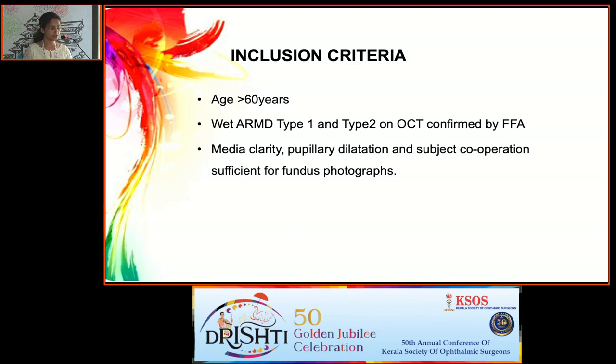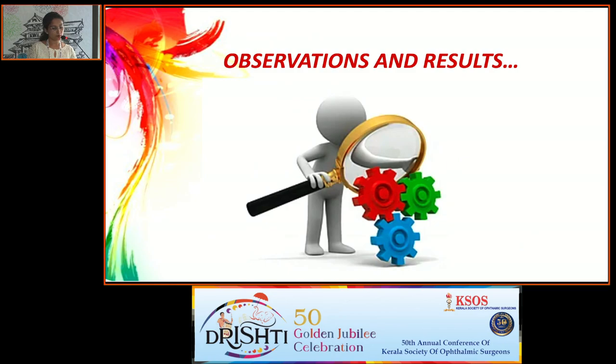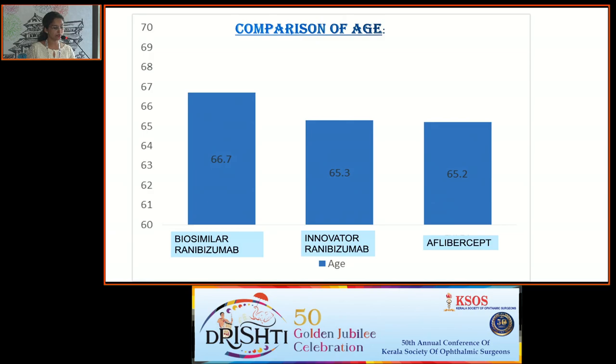The initial parameters we assessed were vision, fundus examination, OCT, and FFA. Then we gave 3 loading doses of monthly injections. Then at the follow-up visits, we examined vision, fundus examination, and OCT only. That means after every monthly injection for the initial 3 months, then at 3 months from the last injection. Coming to my observations and results, comparison of age is almost comparable, around 65 to 66 years for all patients.